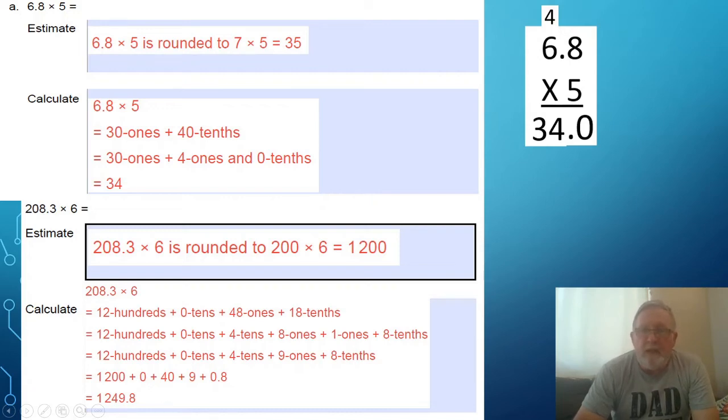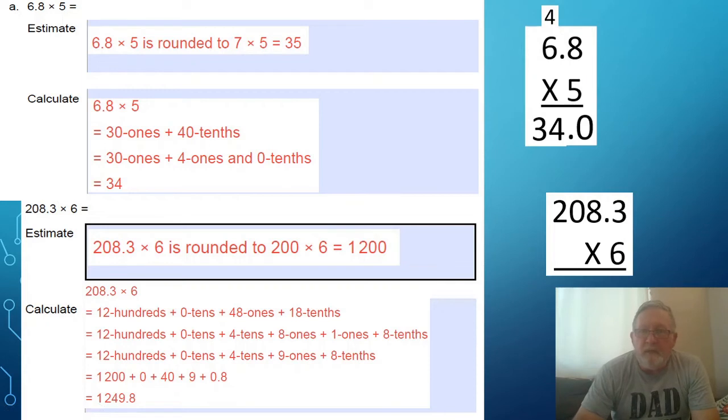Now, if you did it as an algorithm, you would have set it out in a similar fashion to that. So then you would have gone 6 times 3 is 18, put down the 8, carry the 1. 6 8s are 48, plus that 1 is 49, put down the 9 and carry the 4. We still need to multiply by the 0. 6 zeros are 0 and 4 is 4. That leaves us with the 200. 6 2s are 12, or 1,249 and 8/10. The same answer as we had over here.